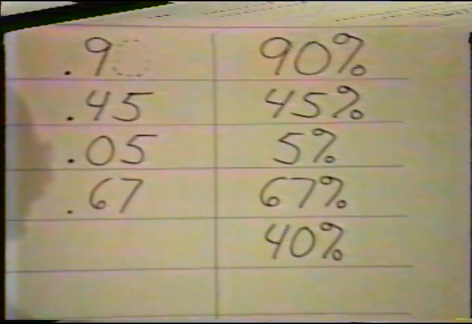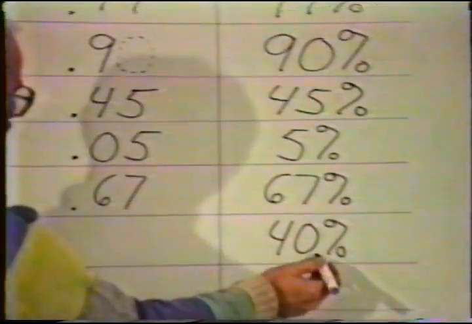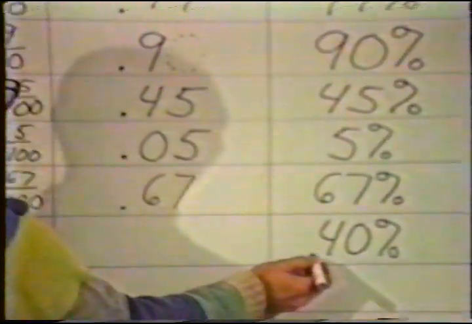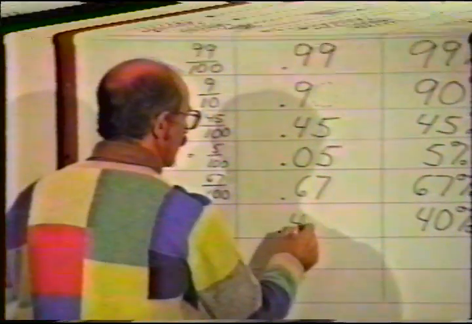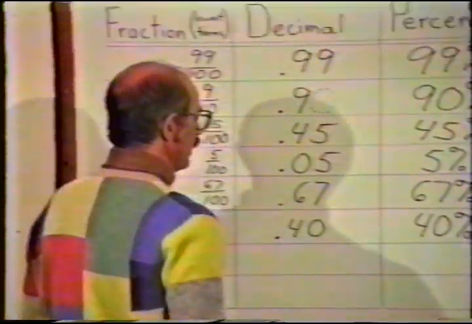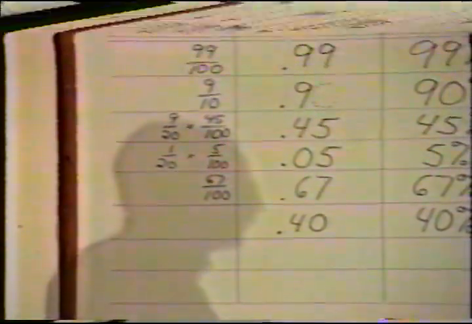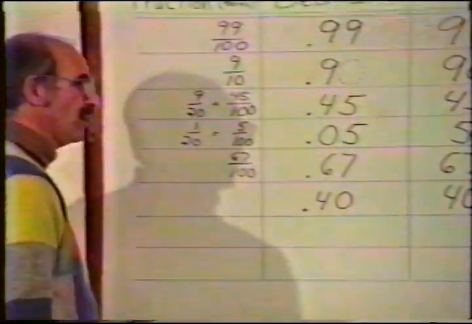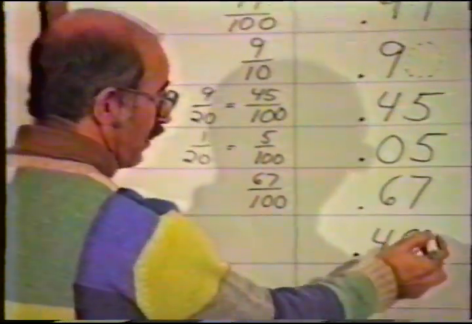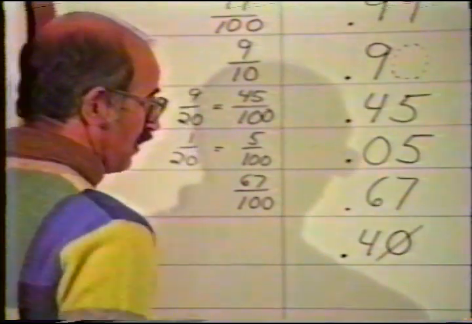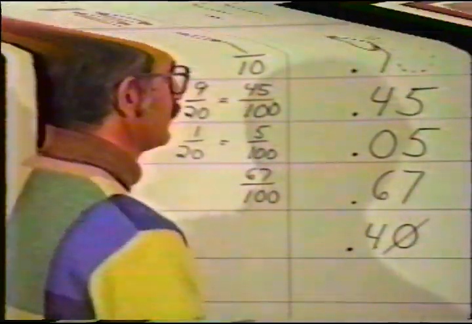40%. Where is the decimal point in that number? At the end. We go back 2 places to the left and we take off the percent sign. Read me that number. 40 hundredths. But we know from our work with decimals that if we want, we can take off that 0 and still have a number of the same value.